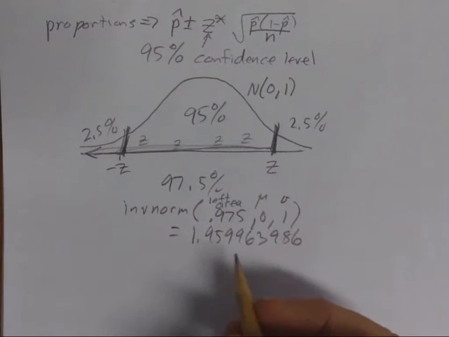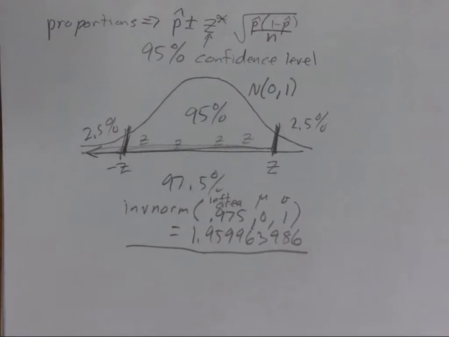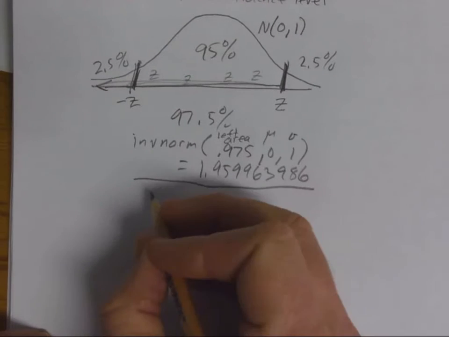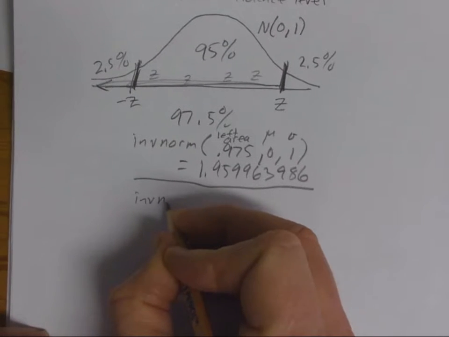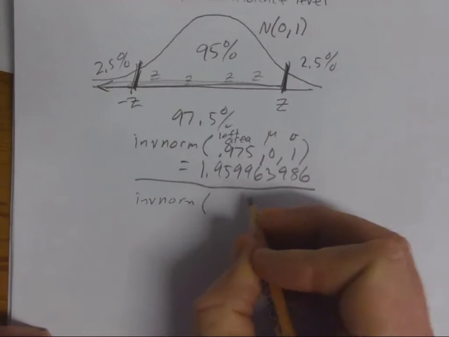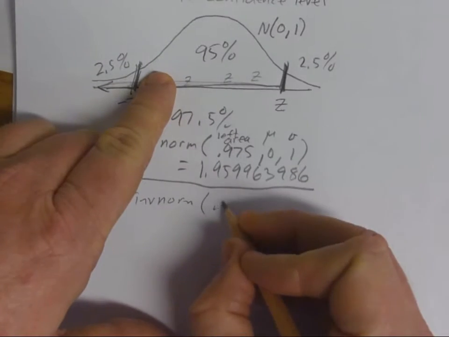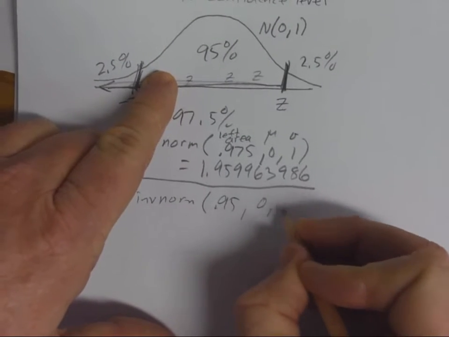So, the other thing you could do, if you have the newer version of the 84 like I do, is use the center area. So the inverse norm of 0.95. Do the center area of 95%, mean of 0, standard deviation of 1.